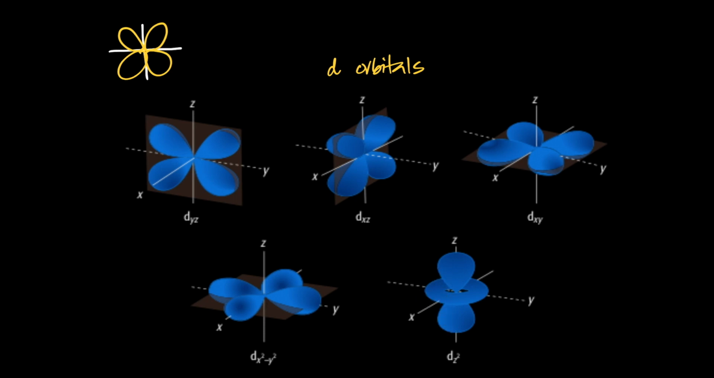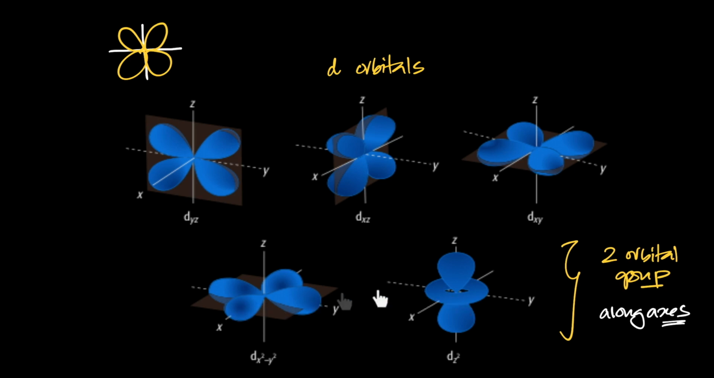Now these 2 are called the 2 orbital group. You can write this down, add it, 2 orbital group. And the reason why they call it the two orbital group is because there are two of them. Basically, the orbitals are lying along axes. And you'll notice the difference in a minute why this matters. It will matter quite a bit, but right now the difference is also going to become obvious.